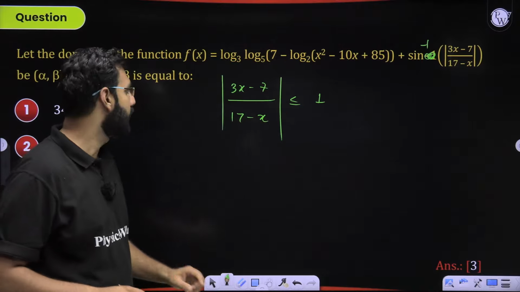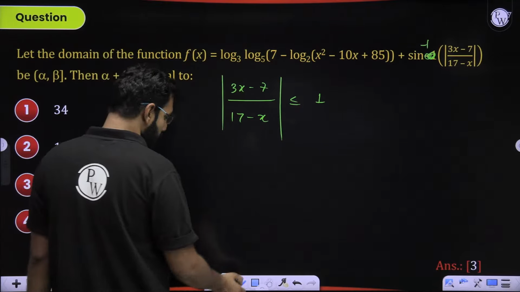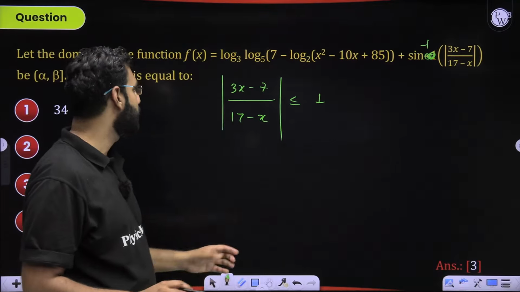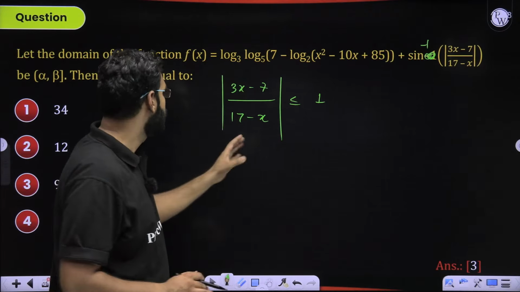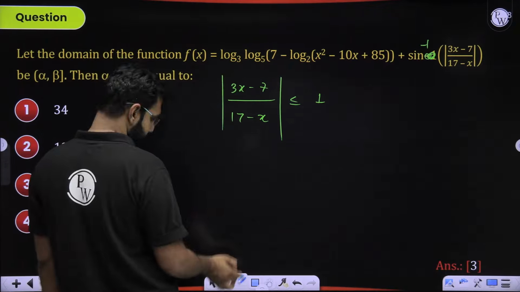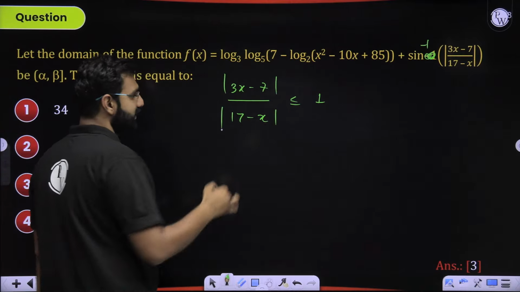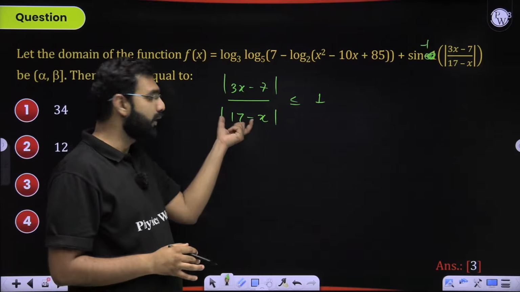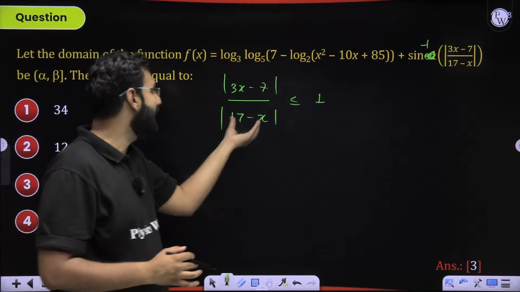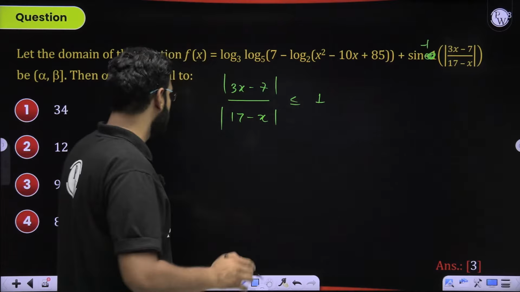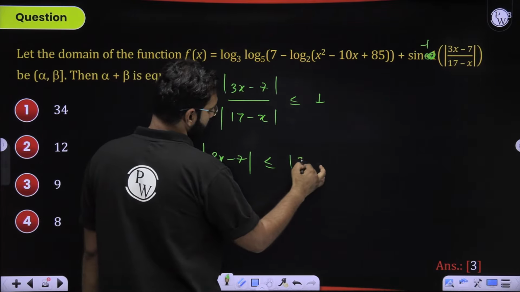Don't worry about that. Right now, if I solve this particular part, modulus of a number is less than 1, which means that number will lie between minus 1 and 1. Or if you don't get that part, you can simply split modulus over division or multiplication. So it can be written as mod of 3x minus 7 separately, and mod of 17 minus x separately. Since it is modulus and it is in the denominator, it is always going to be non-negative, so I can take it to the right hand side. Are you understanding it? So I can write this as modulus of 3x minus 7 should be less than or equal to modulus of 17 minus x.